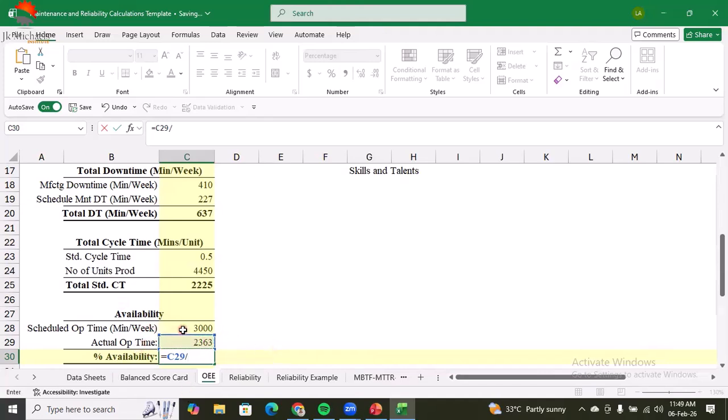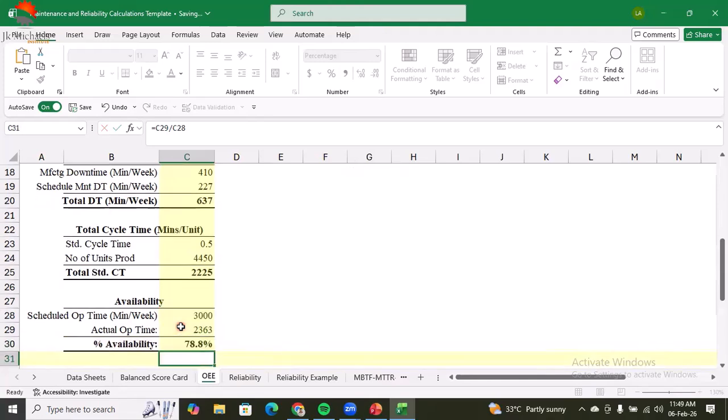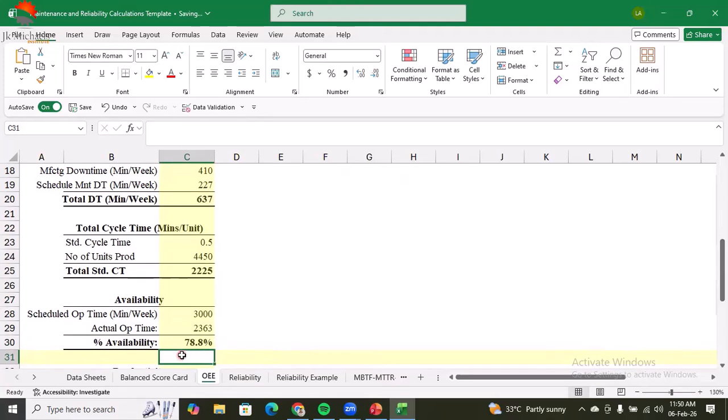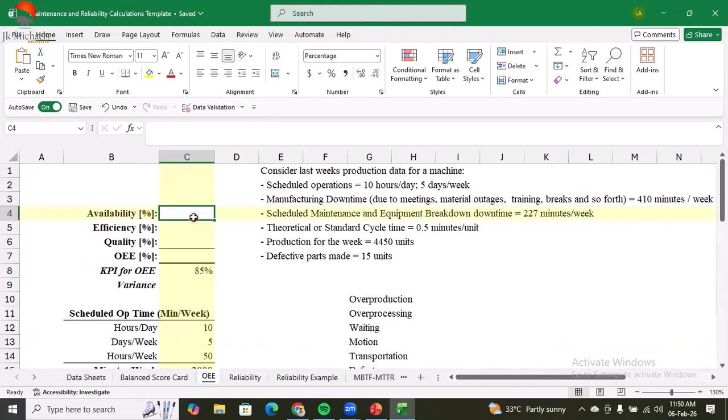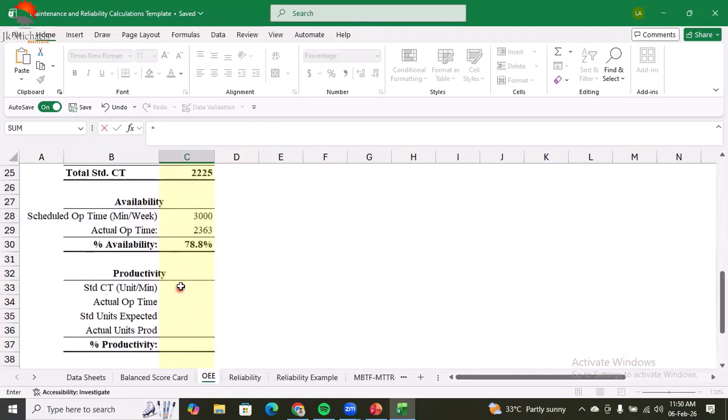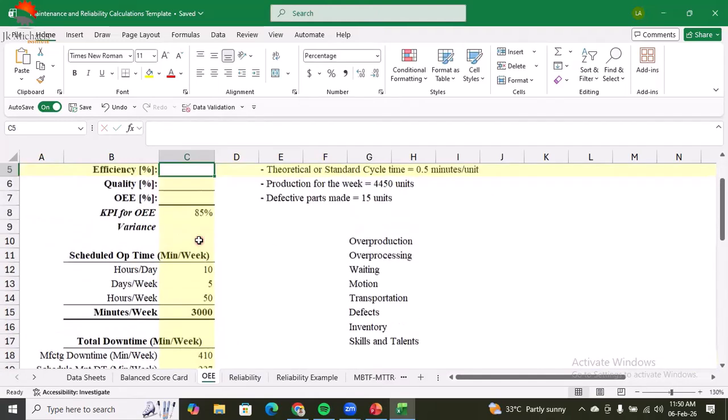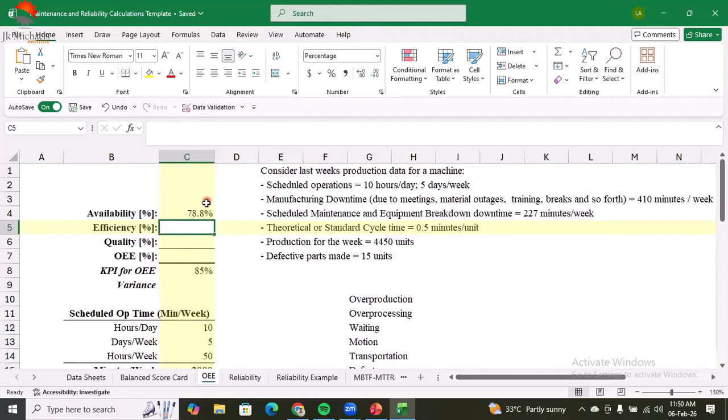Our availability in percentage would be that we take this actual production time and divide it by the scheduled operation time, which is the time we originally planned to get this work done. And this gives us 78.8% availability. So we have 78.8% of availability. Now we can put in our availability score as 78.8%. Now we have that covered.